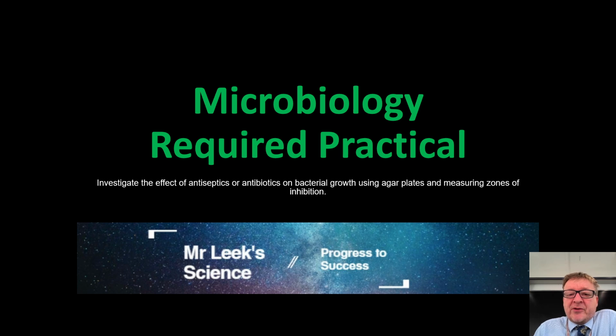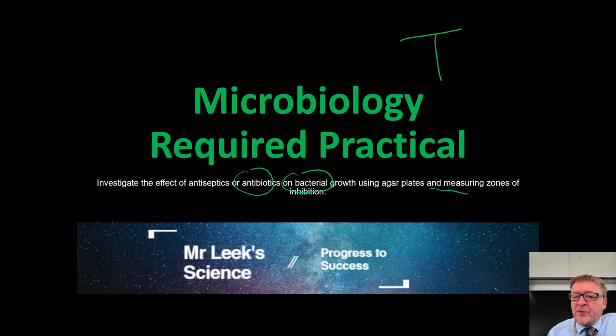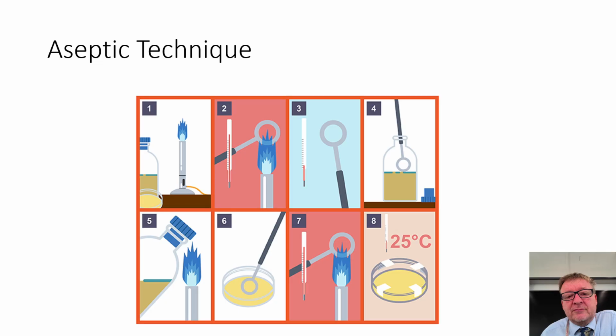So this is the Microbiology Required Practical. Again, it's triple only. The whole point of this is to investigate the effect of antiseptics or antibiotics on bacterial growth using agar plates. The thing that you're measuring is something called the zone of inhibition, which I will go through in the actual practical itself.